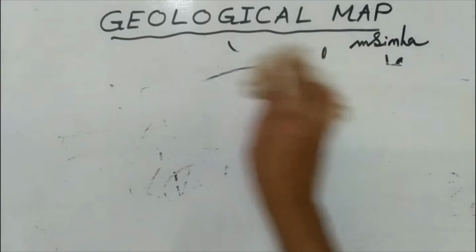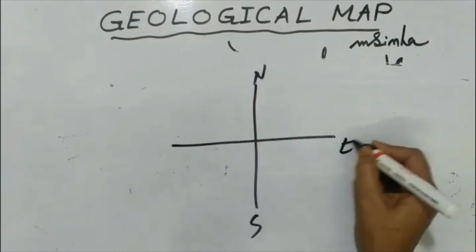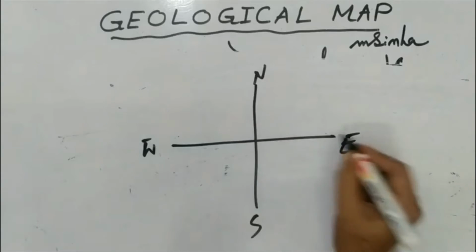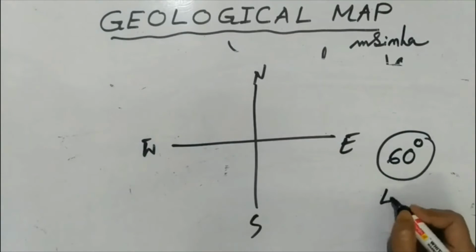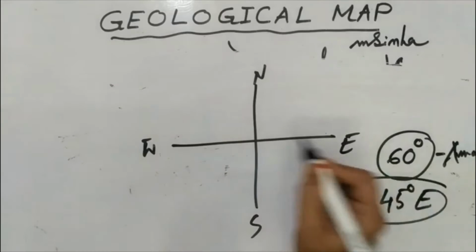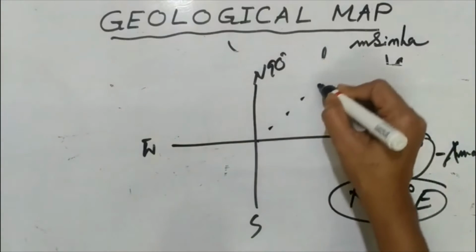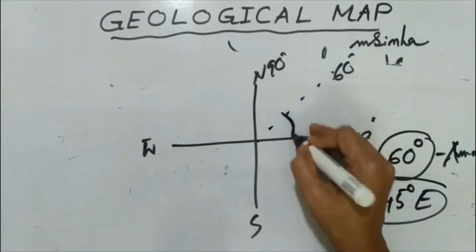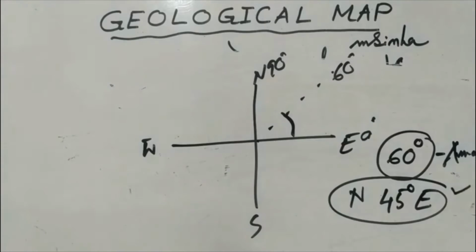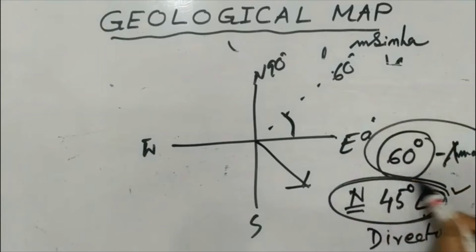So dip contains two things, direction and amount. This is the direction and this is the direction. The first, 60 degree, is the amount, and 45 degree northeast is the direction. Amount means this is 0 degree and this is 90 degree. Dip varies from 0 degree to 90 degree. Suppose this is 60 degree. This is the amount of dip, and this 40 degree is the direction. Direction north to east: this is north, this is east. This is the direction of the bed, and the amount of the dip is the first one.